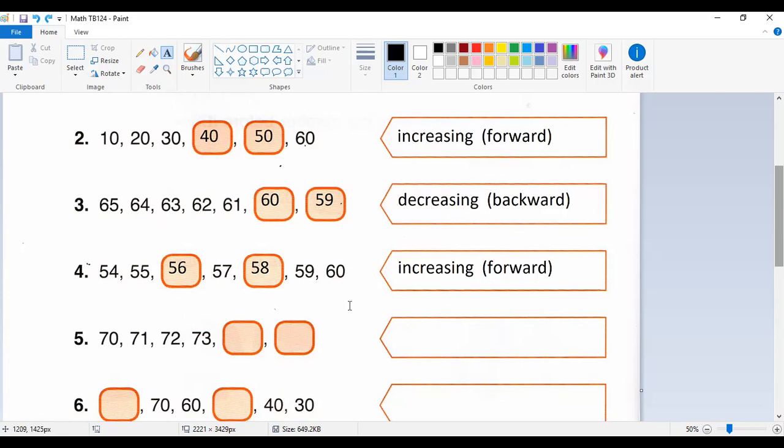Okay. This time, are we going forward or backward? When we count to 100 and we get to 70, what's our next number? 70, 71, 72, 73, 74, 75. We're counting forward by 1, plus 1. We're doing plus 1.